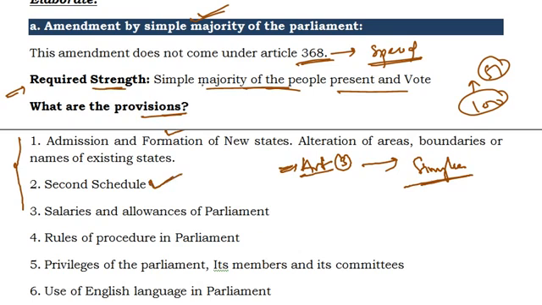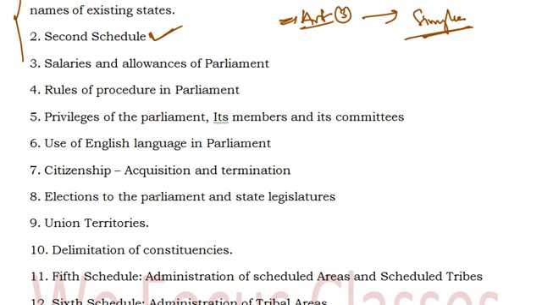If the amendment is supported by a simple majority of those present and voting, then you can amend the salaries and allowances of the president and other officials, and the rules of procedure of the parliament. It clearly talks only about the parliament, so for the parliament a simple majority is enough. Use of the English language in the parliament, and acquisition and termination of citizenship: a simple majority is enough to amend the constitution regarding these issues.